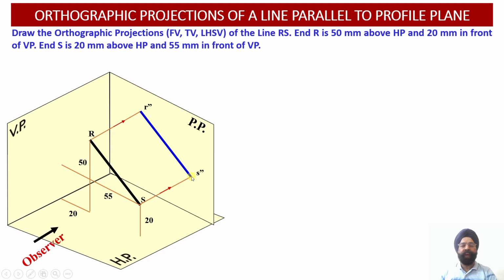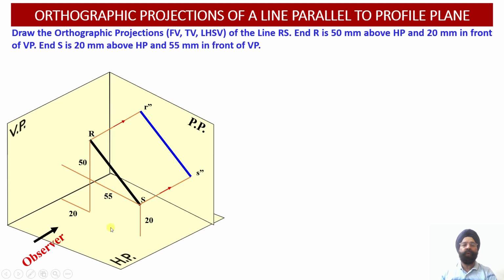Now we can observe that this line RS is an oblique line which happens to be inclined to both the horizontal plane as well as the vertical plane. Therefore, the front view projection of this line RS onto the vertical plane will reveal its apparent or foreshortened length R dash S dash in the vertical plane. Similarly, the top view projection of this line onto the horizontal plane will again reveal the apparent length of the line in the top view.